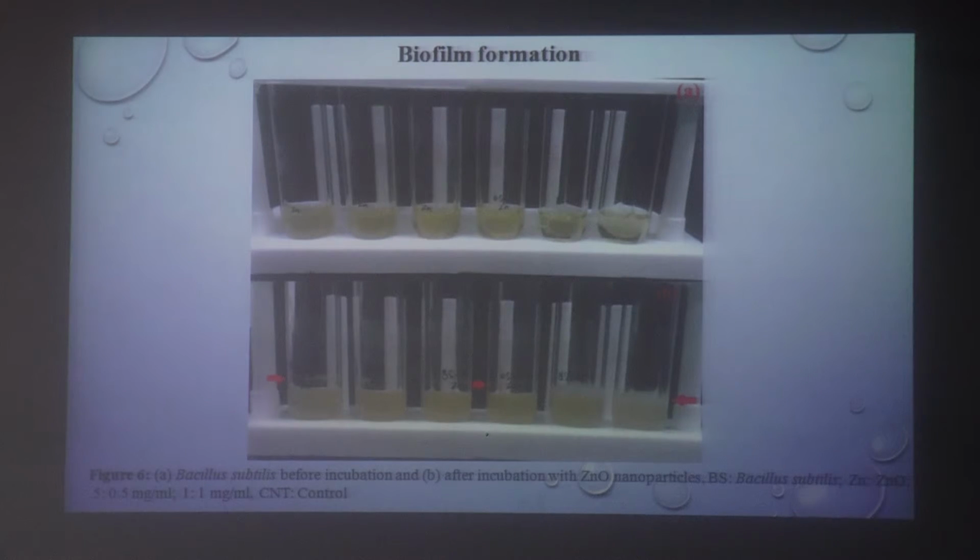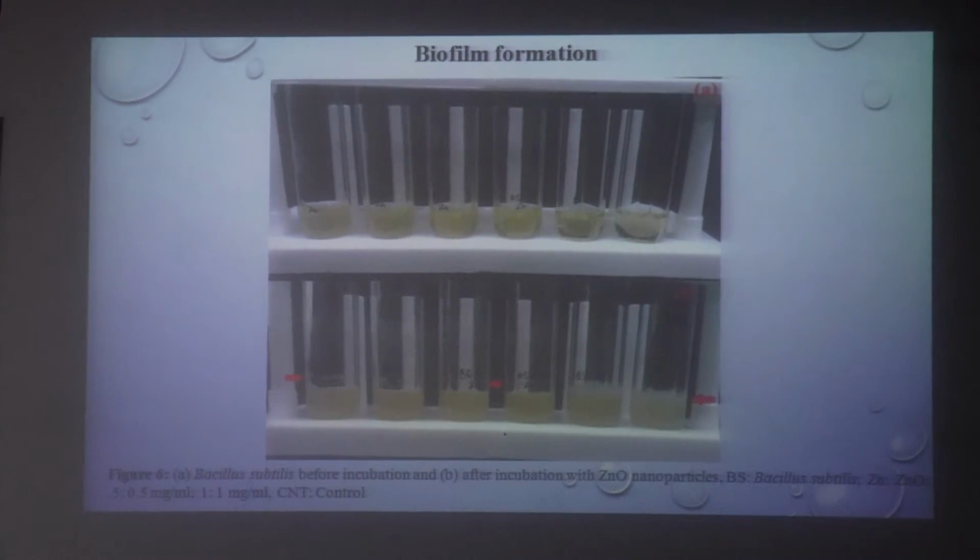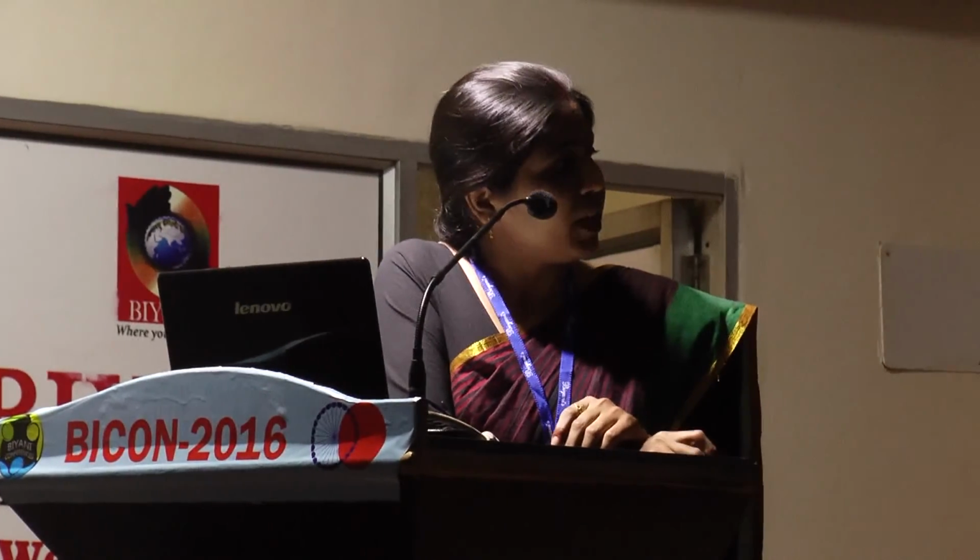Now coming to the biofilm activity of the bacteria, we incubated the bacteria. This is the control, and this is the broth with nanoparticles. After staining, we can see a linear chain formation, which is the initial stage of biofilm formation, in the treated one, whereas in the control the number of cells is higher. Here the number of cells is reduced, and you can see the biofilm as well.